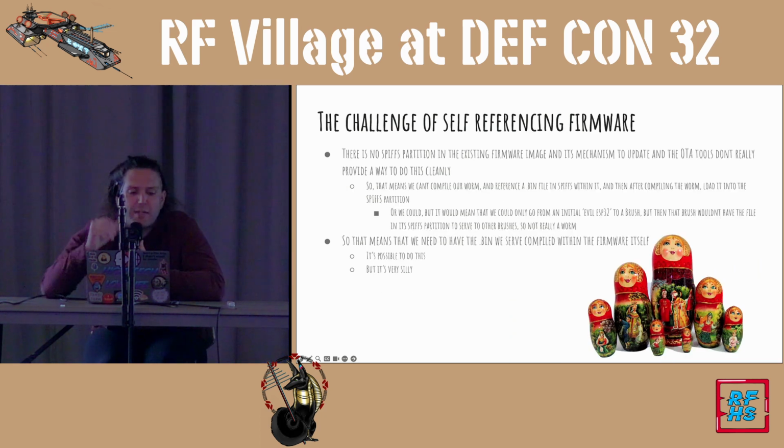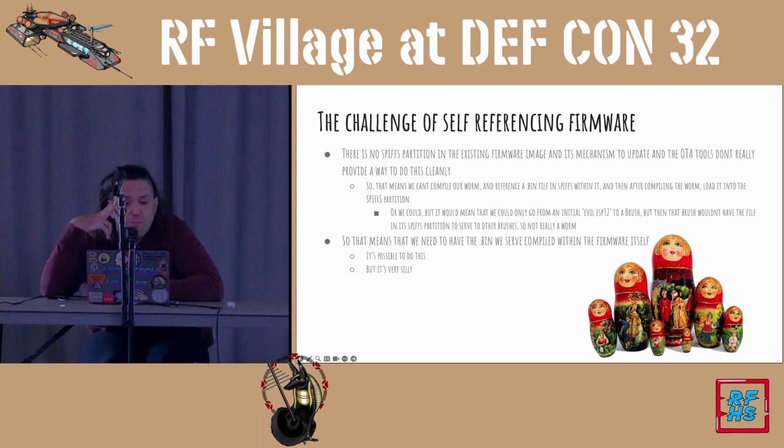Yeah, so there's no SPIFFS partition, so that means that we can't compile our worm and reference a bin file in the SPIFFS partition within it, and then after compiling the worm, load it into the SPIFFS partition. And so essentially this sets up a terrible self-referential problem whereby our code needs to be able to reference the raw bytecode of its own compiled form, which gets you into this terrible nesting doll situation where our uncompiled code needs to have the exact copy of the compiled code in it, and it's a chicken and egg problem.